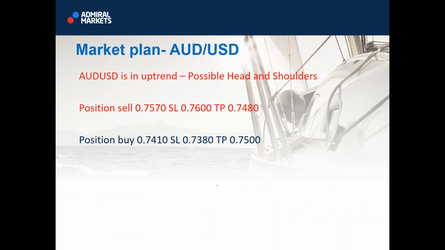Australian dollar is in uptrend, but there we can see a possible head and shoulders over there. Buy position is 74.10, 73.80 stop loss, 75 is target. Sell position is 75.70, 76 stop loss, 74.80 the target.